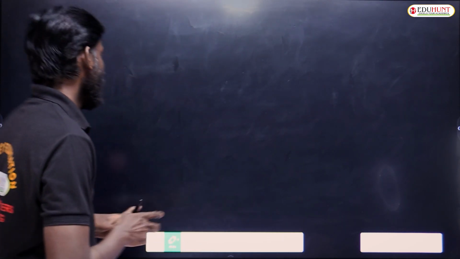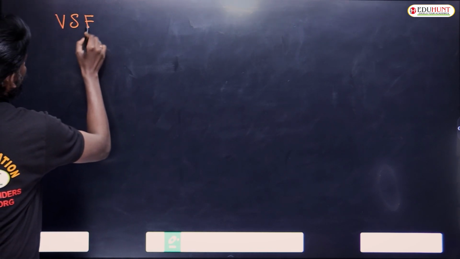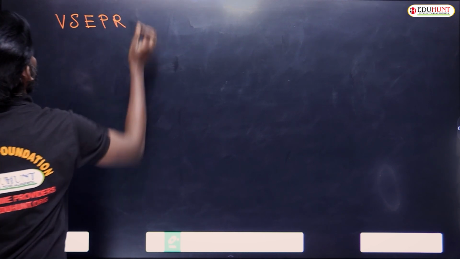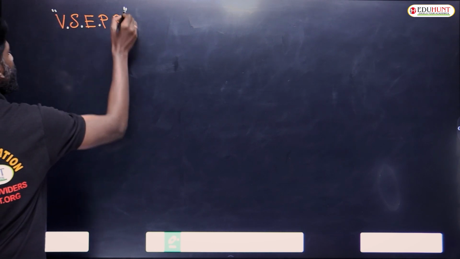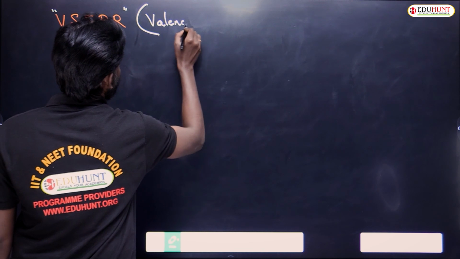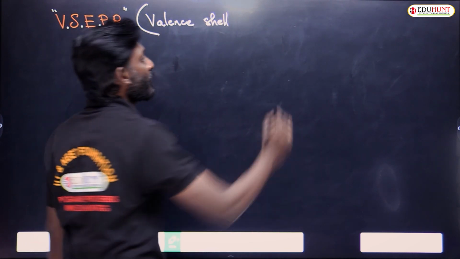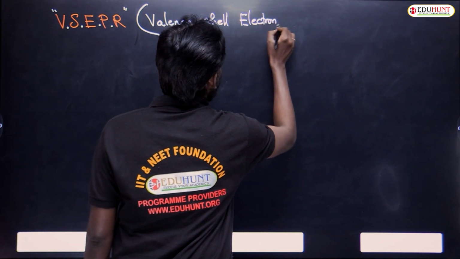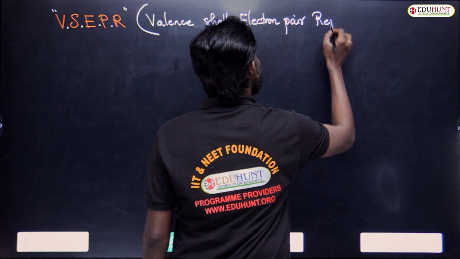And that was valence shell electron pair repulsion theory. Let me write the full name. Valence shell electron pair repulsion theory.